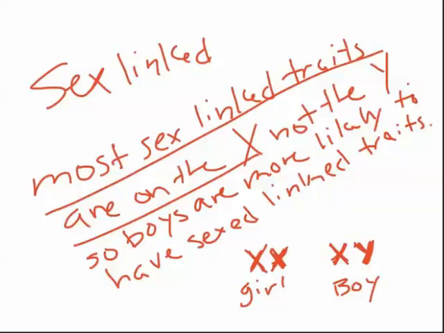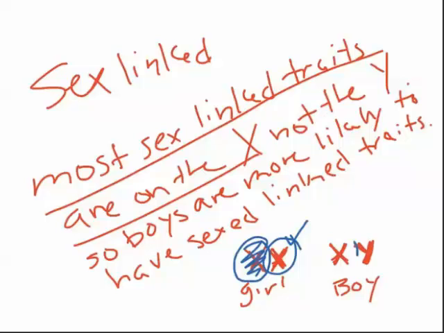Because of that, a boy is more likely to exhibit sex-linked traits than a girl is. The reason is, let's say a girl gets one bad X. It's okay because she still has one good X to compensate. So the bad genes on this most likely won't show up because she has the good one to compensate for.